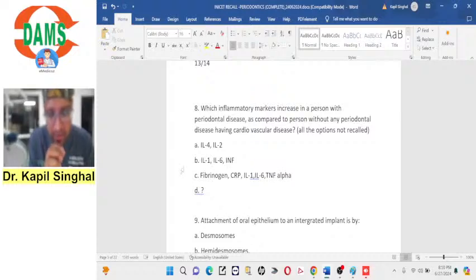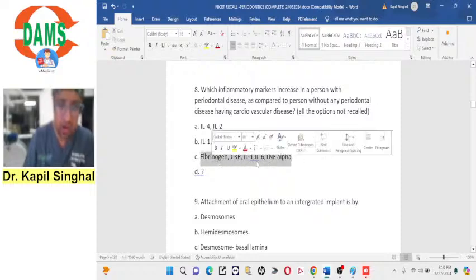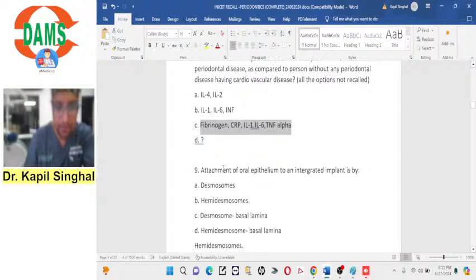Besides this, interleukin 1 alpha, 1 beta, interleukin 1 RA, all these factors are increased. Now interferon is not increased, so I can rule out this option very easily. Interleukin 4 is not increased. So out of these options, option 3 looks to be the best answer, but again it depends upon what options are there. All these factors are common in the cardiovascular patient and the periodontal disease patient. So out of these options, the answer is C here.